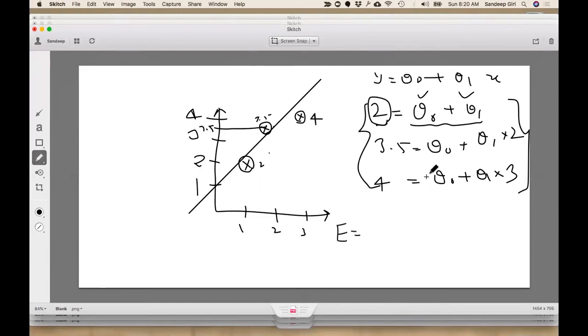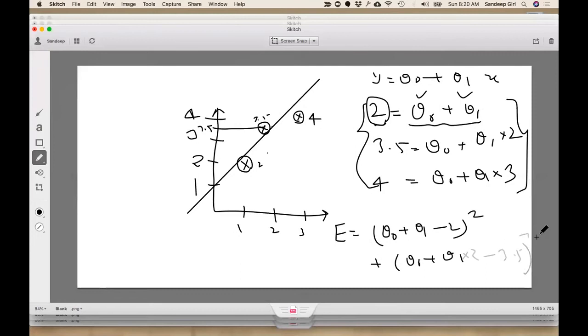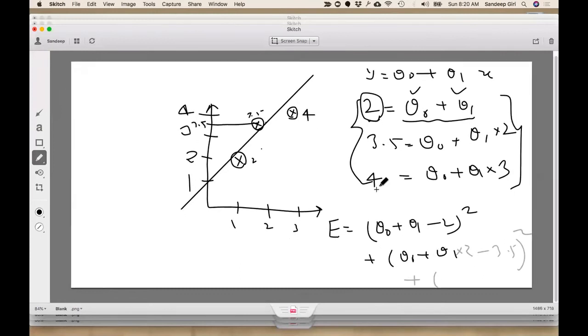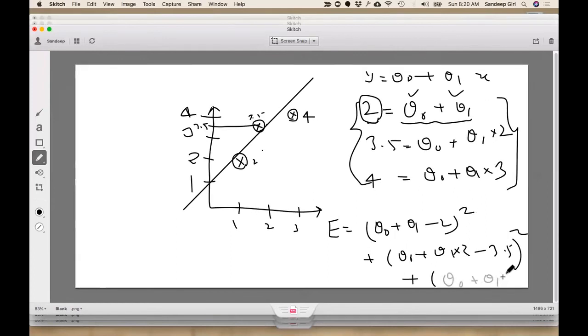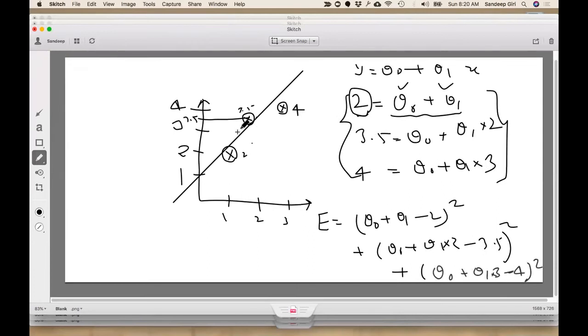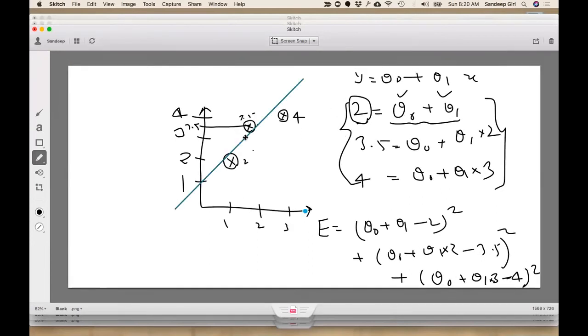Anybody? So the overall error is going to be (theta naught plus theta 1 minus 2) squared, plus similarly (theta naught plus theta 1 times 2 minus 3.5) squared. And what will be the error in the third case? The third case, the error is going to be theta naught plus theta 1 times 3 minus 4, right? So the idea is that it can't be equality because it's not possible to basically fit it, right?